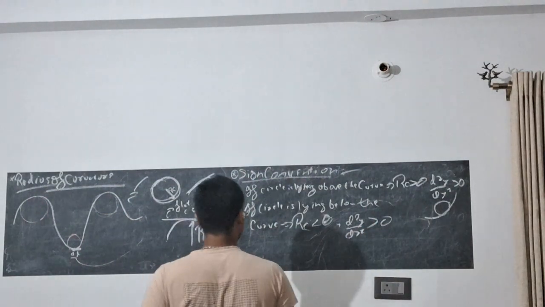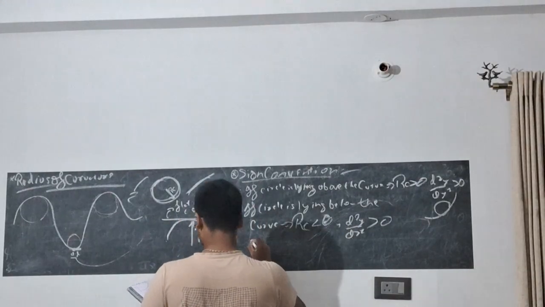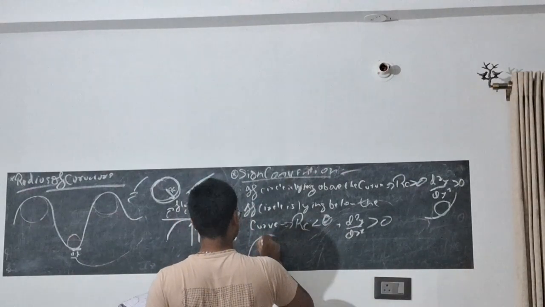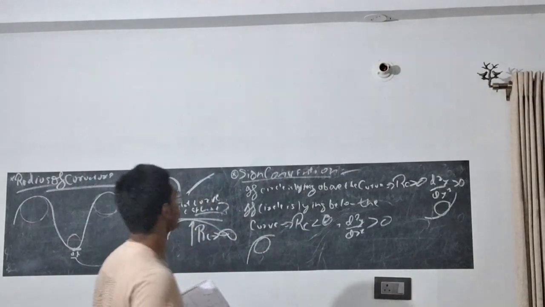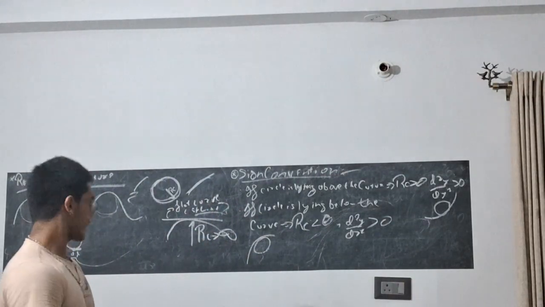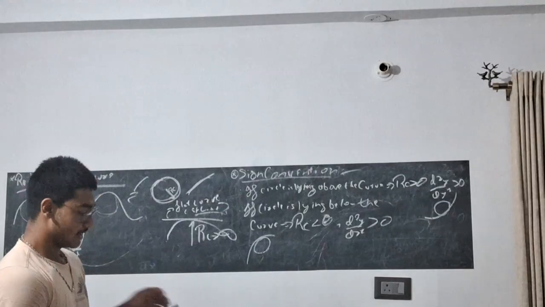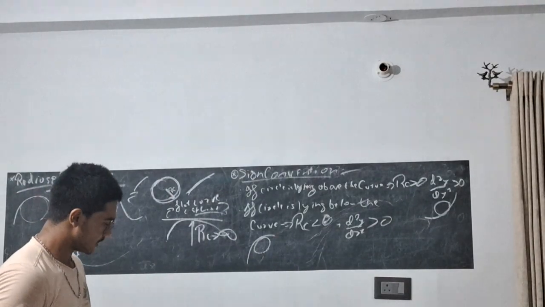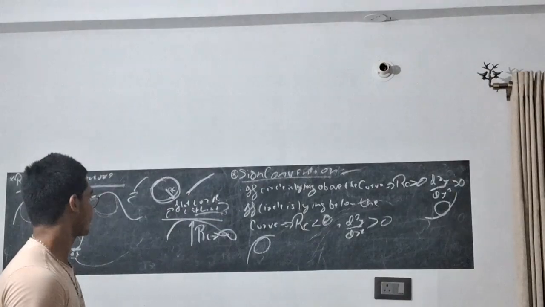Would also be negative. Here, this is a solid example. This is the sign convention, the sign convention of the radius of curvature. And now we will move further to the formula of the radius of curvature.